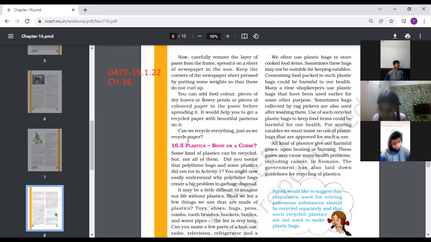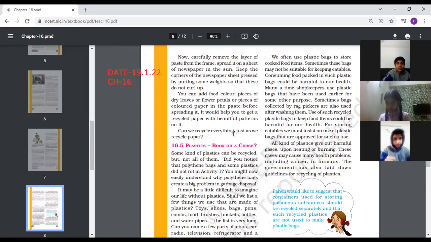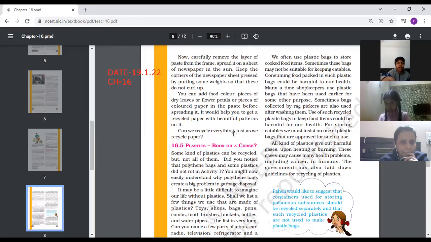Can we recycle everything just as we recycle paper? Plastics, bones, or others? Give me the answer to this question. Can we recycle everything, or only paper can be recycled? What will be your answer? Yes, Tanishq? Yes, ma'am. If we try to recycle, we can recycle anything. For example, from plastic bottles we can make a pencil stand, and even a few things like a car from the bottle cap.